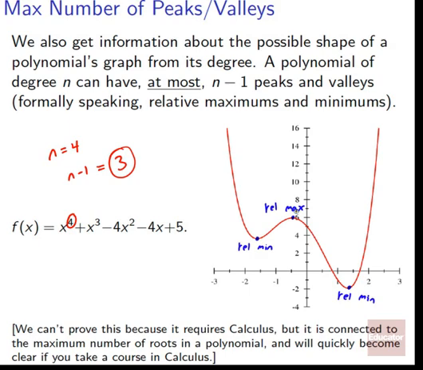So n minus 1 tells us the most bottoms and tops we can have before they either go off to positive infinity or negative infinity. Now, we can't prove this here because it requires calculus, but it is connected to the maximum number of roots in a polynomial. And if you go on to take calculus, which I heartily recommend, you will very quickly see it. It becomes very clear in calculus. It's one of the important points of what you do in calculus. So you'll go, oh, that makes a lot of sense, because the possible peaks and valleys are connected to a polynomial that has a degree that is 1 less, and that's why it's connected. Don't worry about it too much right now, but it's very interesting and very obvious if you go on to take calculus.